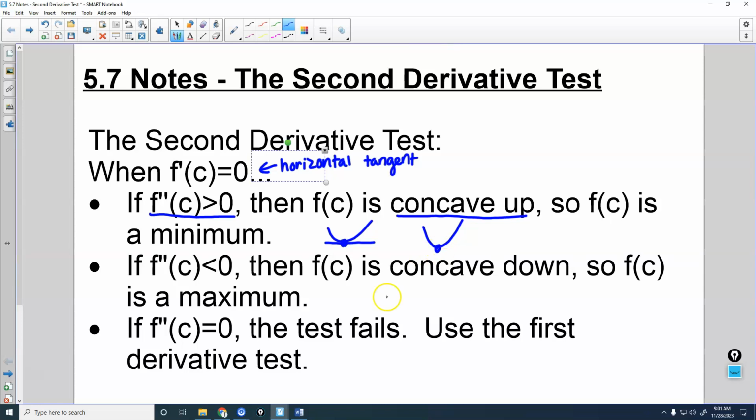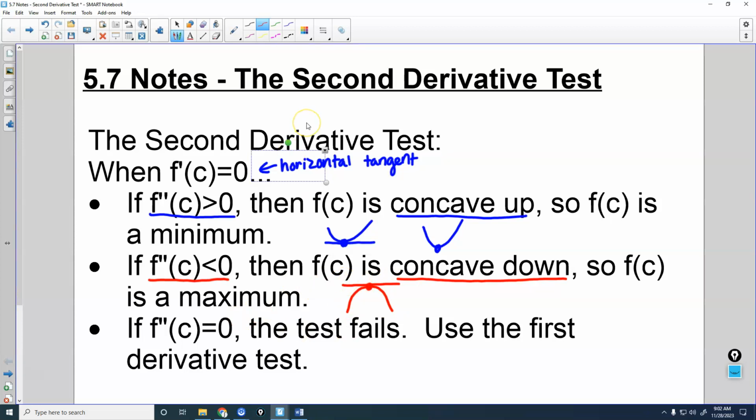Okay? If your second derivative here is negative, that tells you the original function is concave down. So if you're looking at a function that is concave down, then the only place that you're going to have a first derivative that is 0 is at that maximum point. So whenever you have a function that's concave down and a first derivative that is 0, you're going to have a relative maximum at that point.